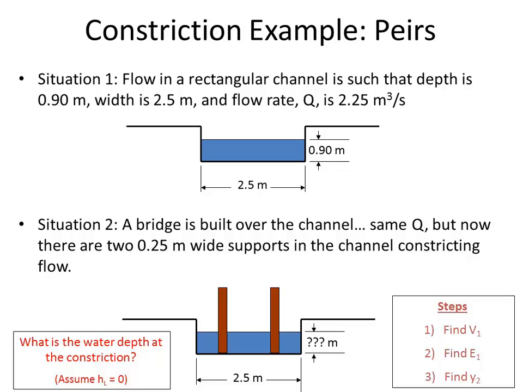And we can rearrange that further. y2 cubed minus 0.951 y2 squared plus 0.06451 is equal to 0. And then we go through the process of finding the roots for that. There are going to be 3 roots.